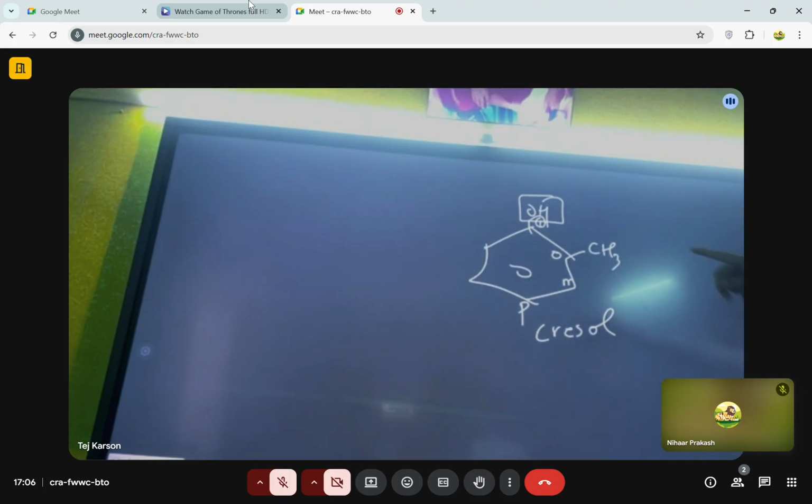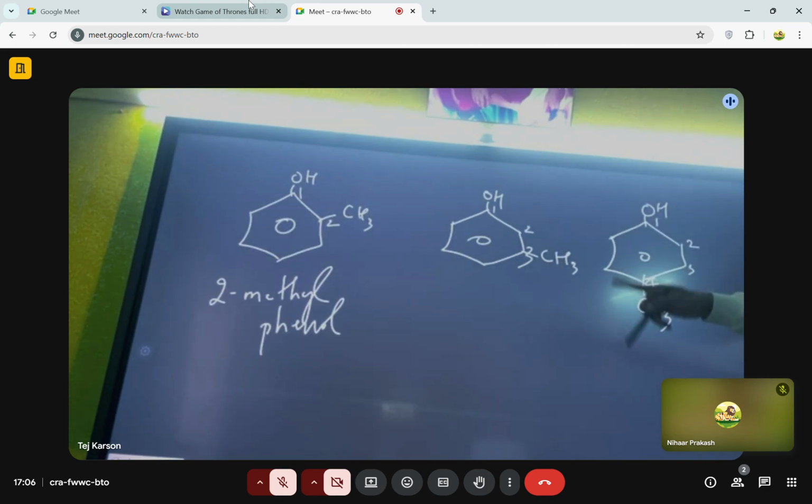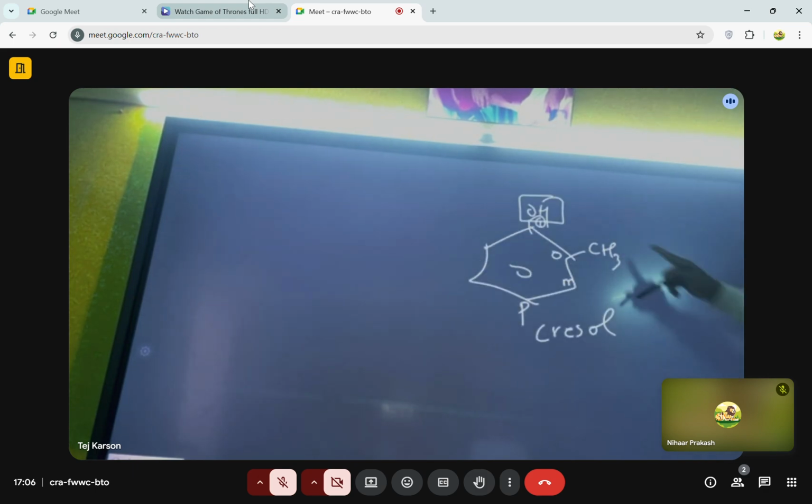What if there was one more OH? It would not be called phenol or cresol; it would be called something else. From where would you start numbering? That is your wish, but I would choose from here only. It's easier for me. Okay, so the IUPAC name is 2-methyl phenol because the CH3 group is called methyl.